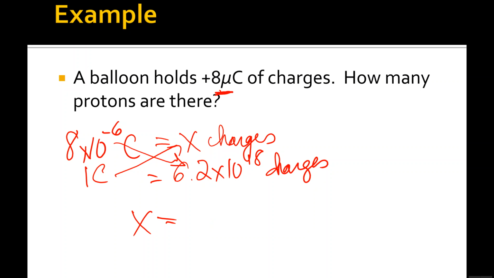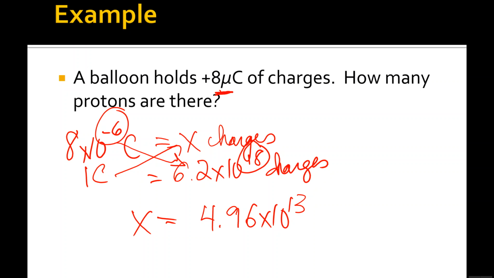Someone got a different answer? What did you get? 4.9 times 10 to the 13? That sounds more reasonable to me, because when you're multiplying this and this, you should add the exponents. So billion would be times 10 to the 9, and this is times 10 to the 13. Anyway, close enough, it doesn't matter.